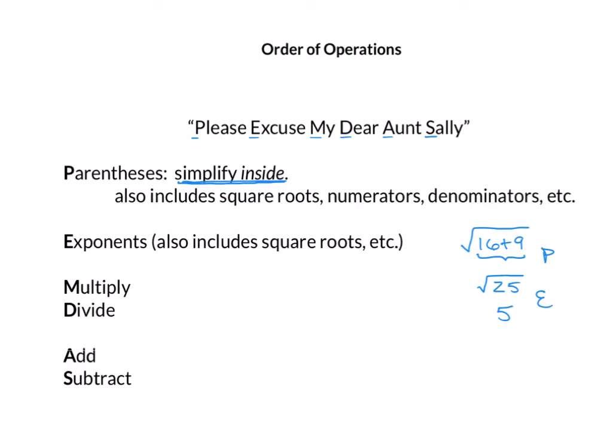Okay, M stands for multiply and D stands for divide. Now please pay close attention here. This is very important. We do not always multiply before we divide. Multiplication and division must be done from left to right.